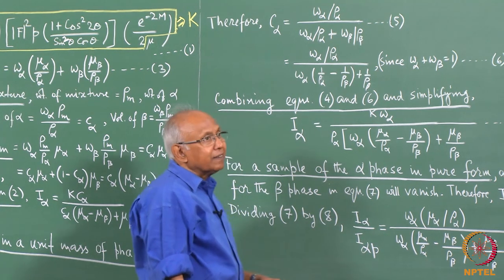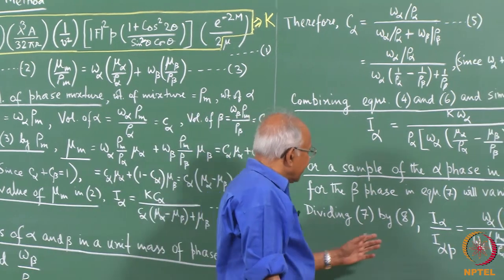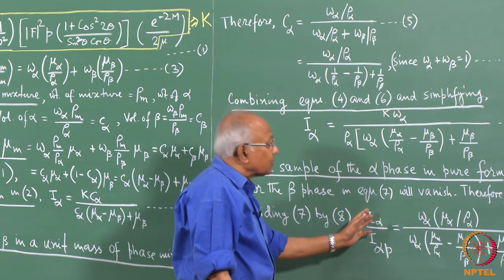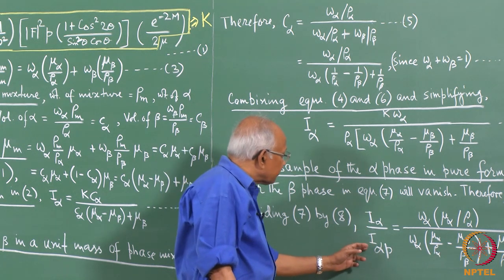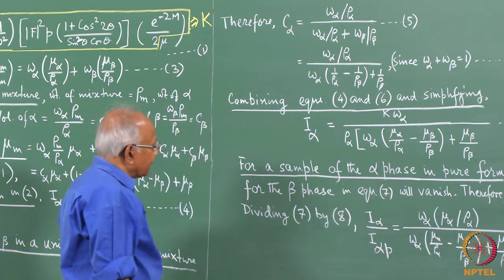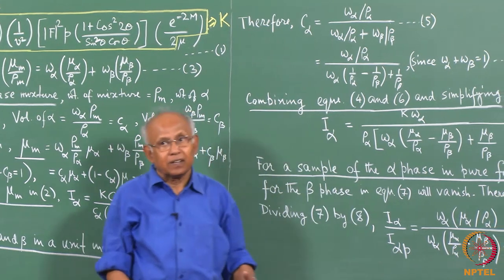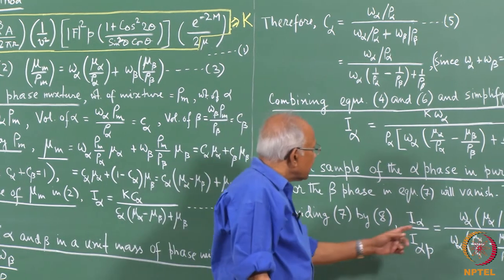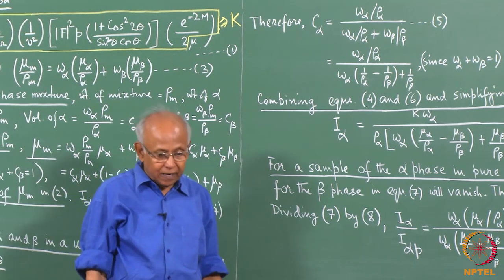Now this method is known as the single line method, because here we compare the intensity of a particular line of the alpha phase in the mixture with the intensity of the same line of the alpha phase in a pure form. So from this single line method, knowing the values of the linear absorption coefficients and densities of the constituent phases, it is possible to find out the weight fraction of the two phases alpha and beta.